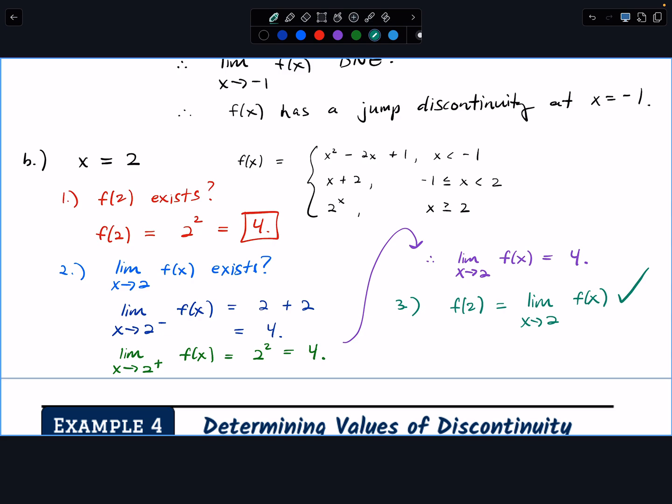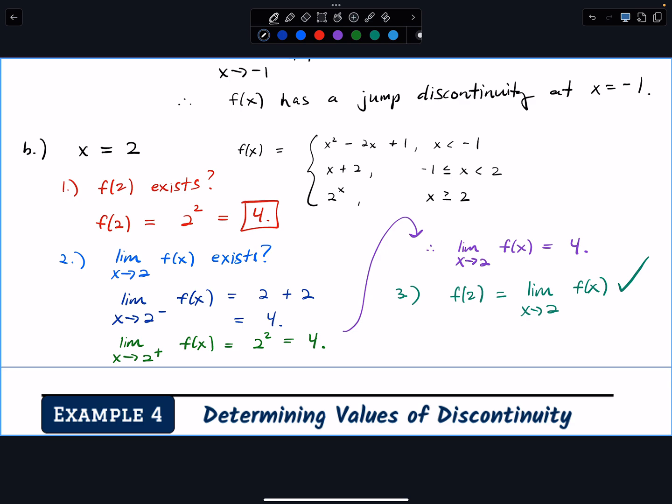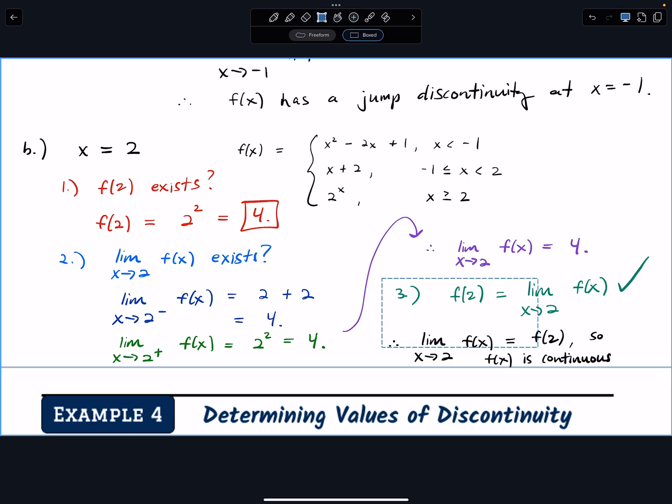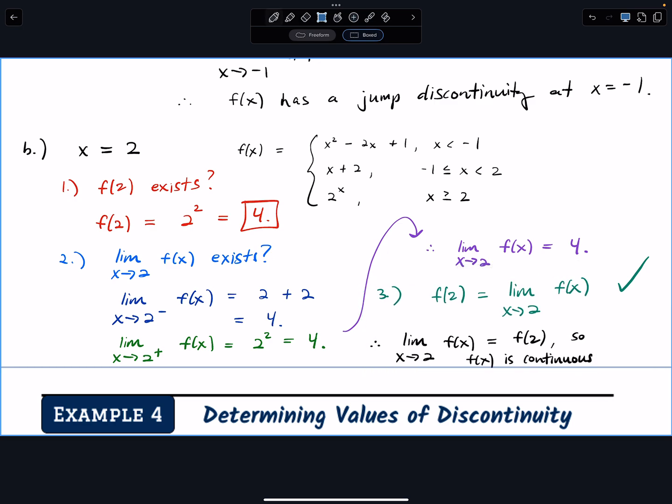So your conclusion is this continuous at x equals 2? Yes. So, therefore, the limit as x approaches 2 of f of x is equal to f of 2. So, f of x is continuous. I'm running out of space. At x equals 2. Okay.